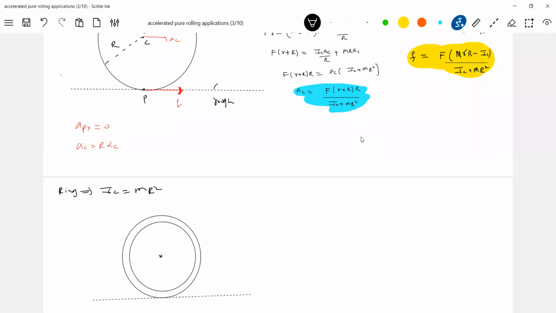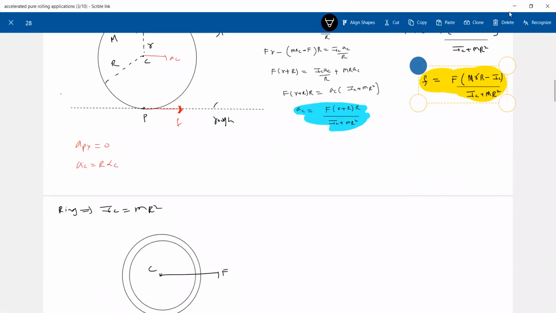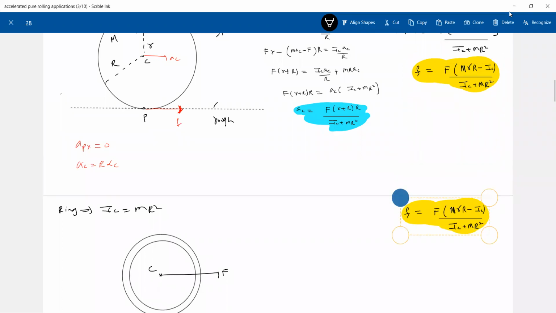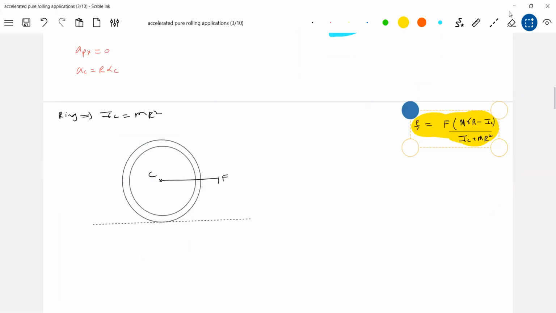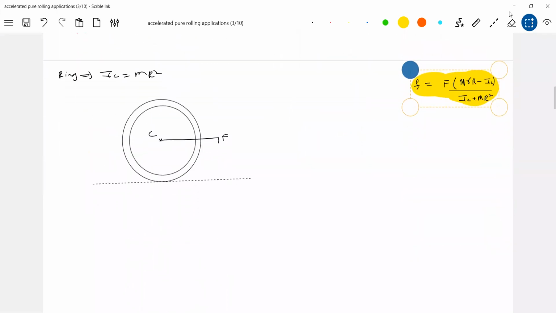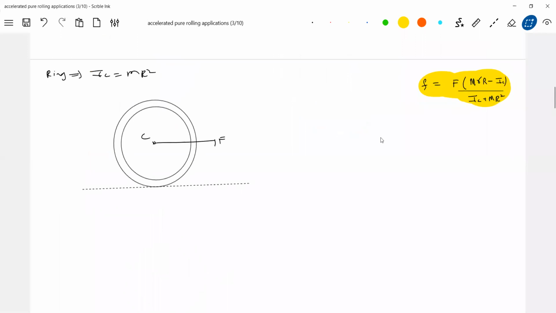I'll apply force for the ring here. How should the friction act? Let me keep this. I'm going to take help of this particular formula only. Regarding accelerations, only the direction of friction I'm interested in. Okay, I'm applying a force F here like this. Now tell me in what direction the friction should act here. I think we have a very good formula here, no?